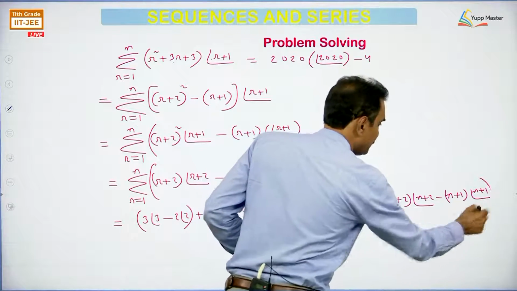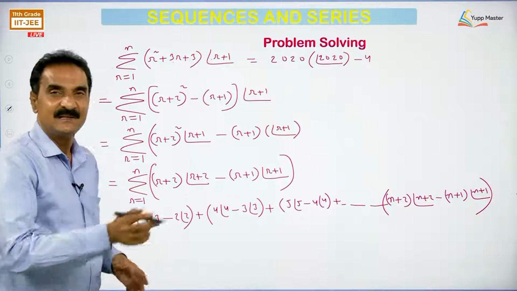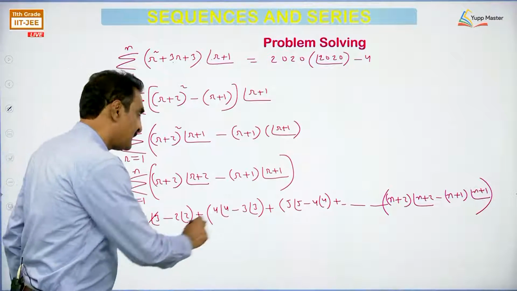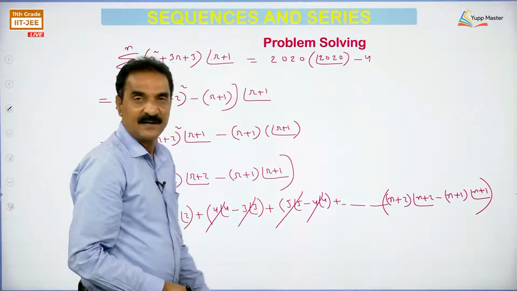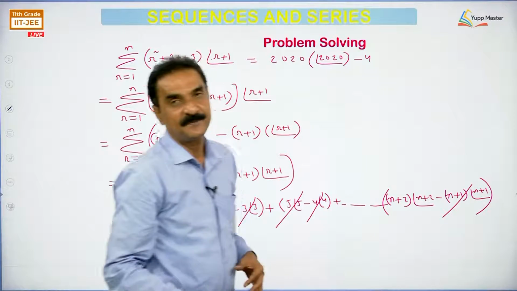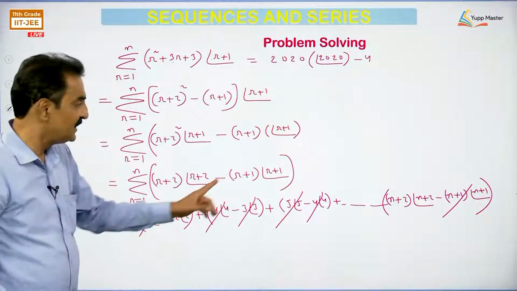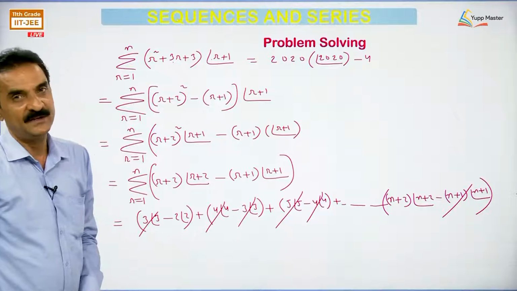This is the nth term. Now, this is clearly a telescoping series. Cancel the terms. 3 into 3 factorial cancels, 4 into 4 factorial cancels, 5 into 5 factorial cancels. In this way, in the last term, n plus 1 into n plus 1 factorial cancels. Only the second part of the first term and the first part of the last term are remaining.